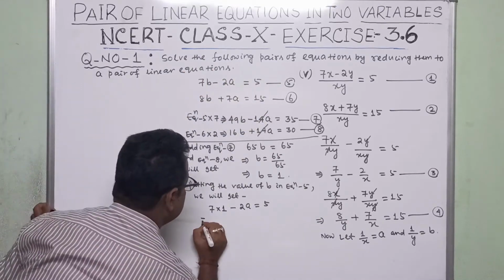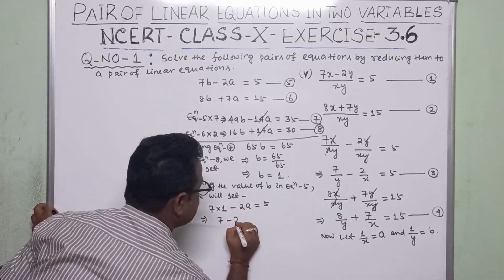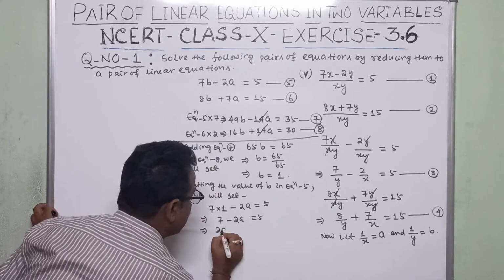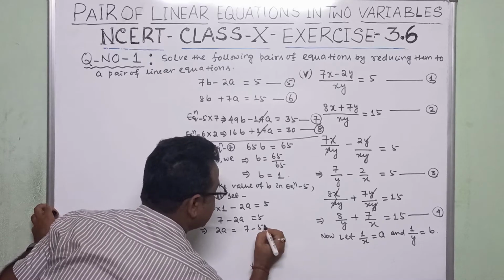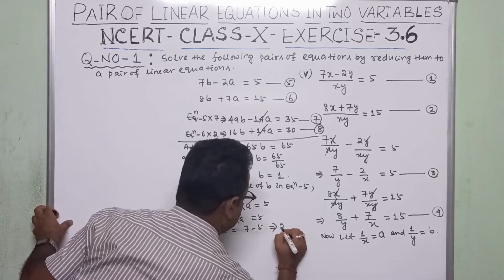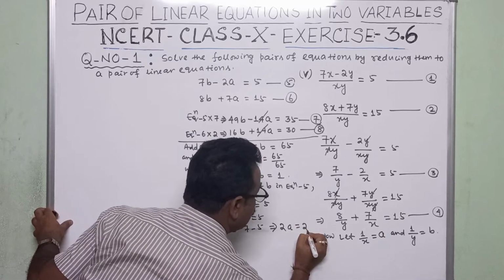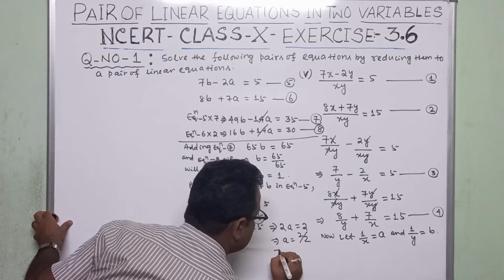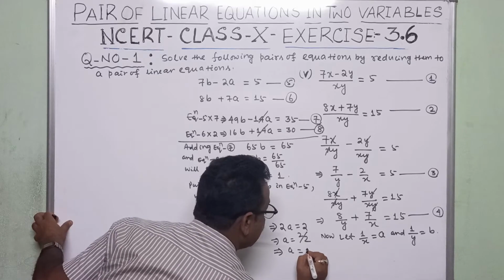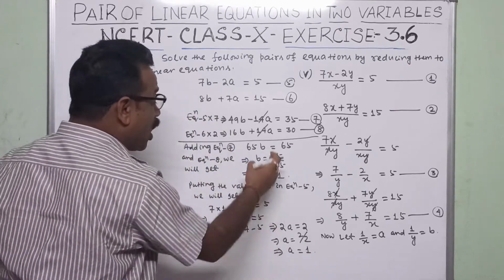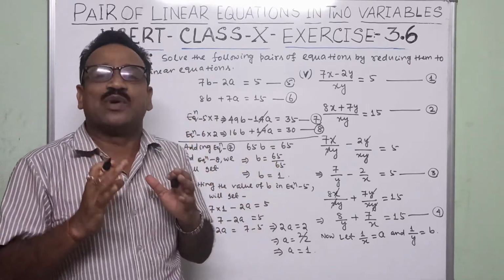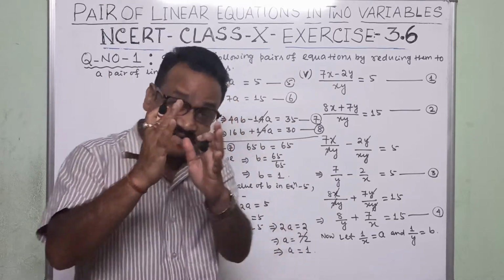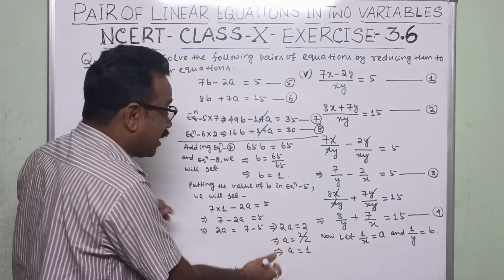So now that implies 7 minus 2a is equal to 5. That implies 2a is equal to 7 minus 5. That implies 2a is equal to 2. That implies a is equal to 2 by 2. That implies a is equal to 1. But the value of a and b is not the required solution. We have to find out x and y. So let us see how to find out x and y.